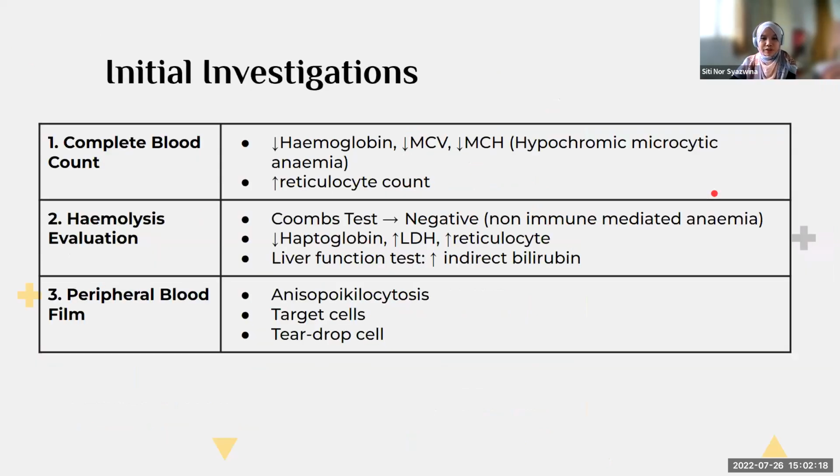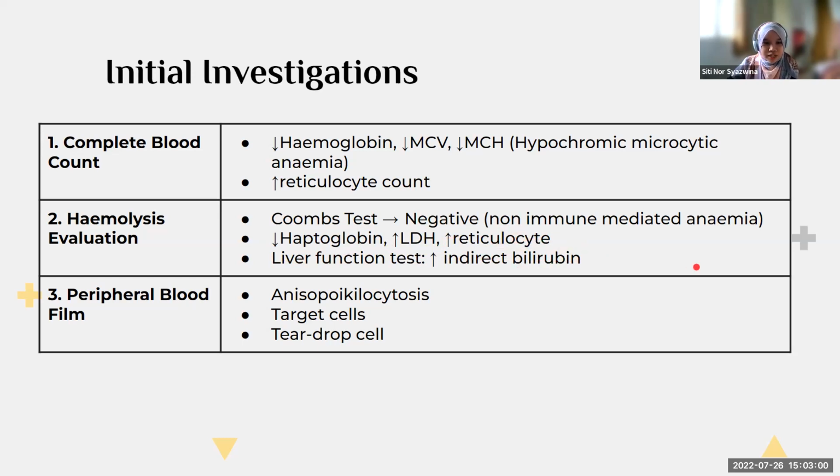So how to investigate for thalassemia. The first is the baseline complete blood count. So patient is having hypochromic microcytic anemia. So we can expect low hemoglobin, low MCV, and low MCH, and also increase in reticulocyte counts. The next is the hemolysis evaluation, negative Coombs test because it is non-immune mediated anemia. Next, decreased haptoglobin, increased LDH and increased reticulocyte counts. And for the liver function test, increased indirect bilirubin. All of this is because of hemolysis.